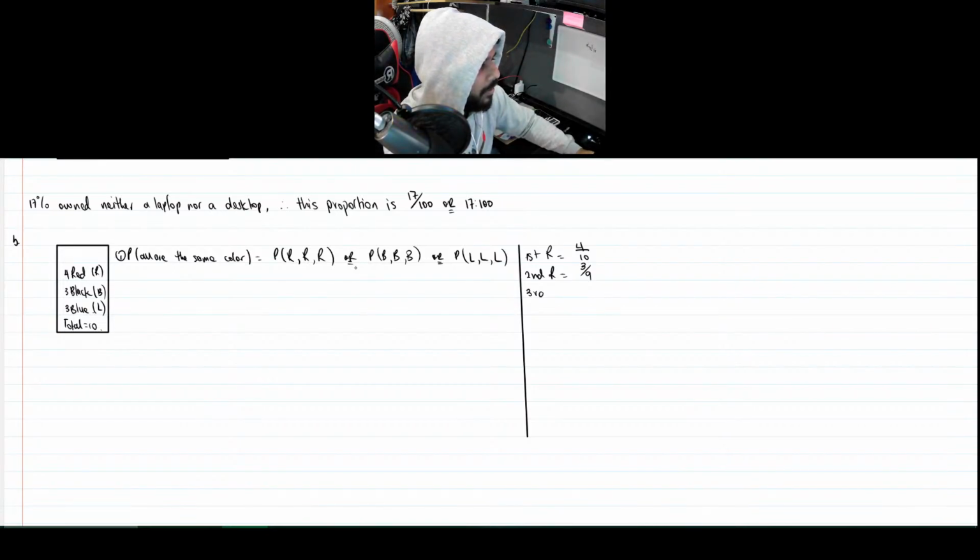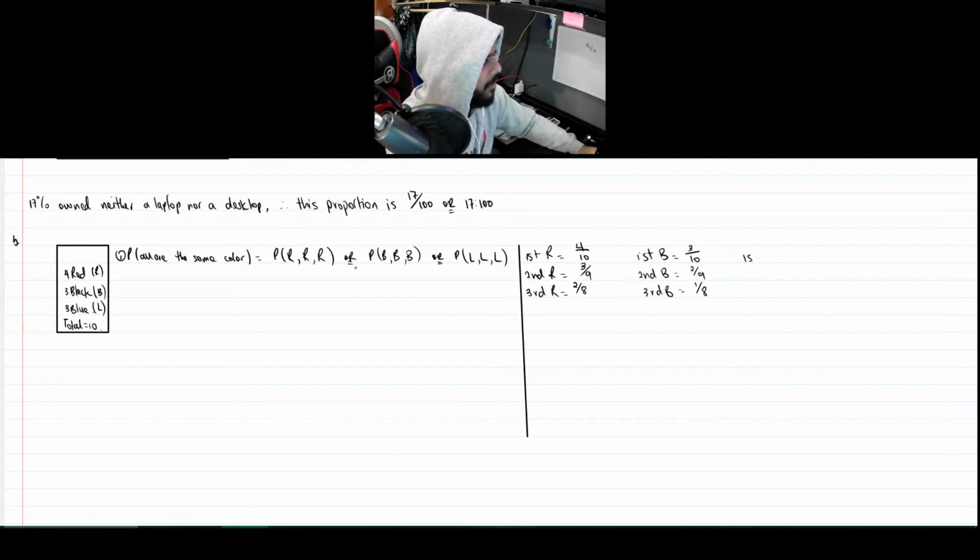And finally, the third red, again, I no longer have 3, and I no longer have 9. I now have 2 over 8. So that's the first case done. What about the first black? I have 3 black. So the first black will be 3 out of the 10 marbles. The second black will be 2 out of the 9 marbles. And the third black will be 1 out of the 8 marbles.